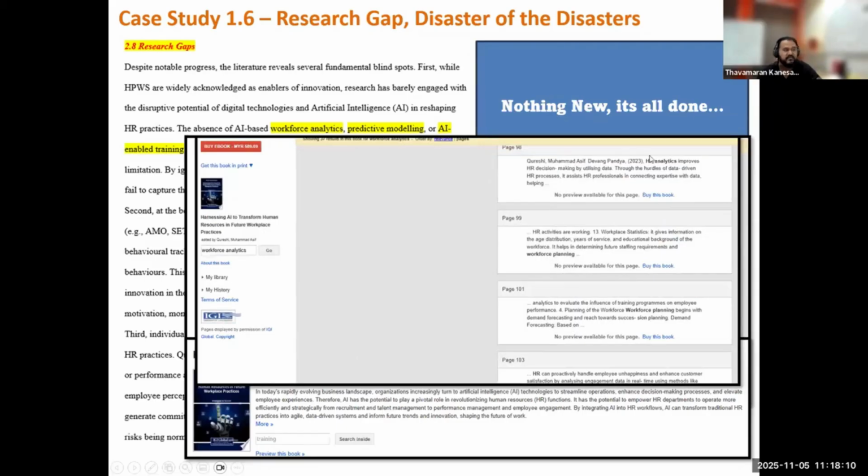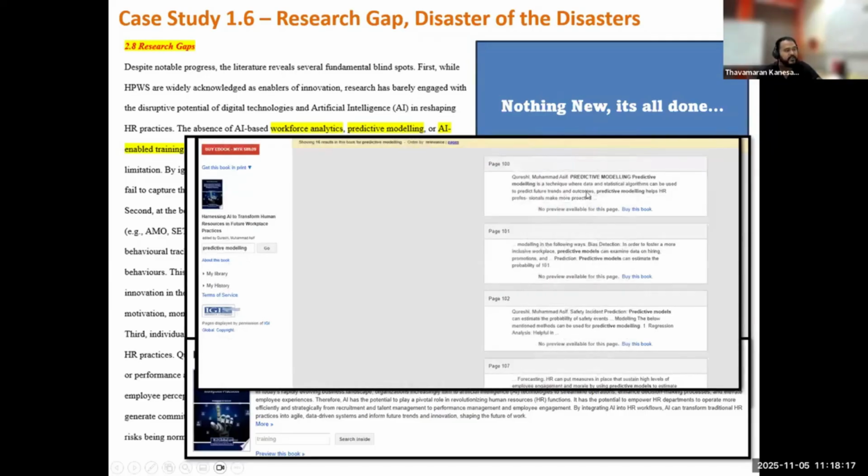I searched for workforce analytics, and the search shows HR analytics. Google also knows. So Qureshi again, published already. Predictive modeling, workforce analytics, AI-enabled training, all done already.